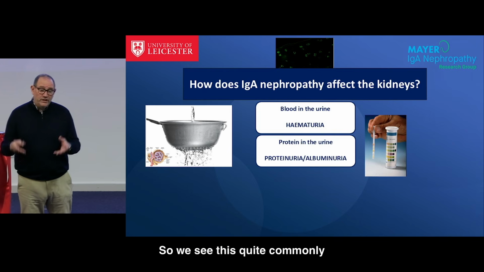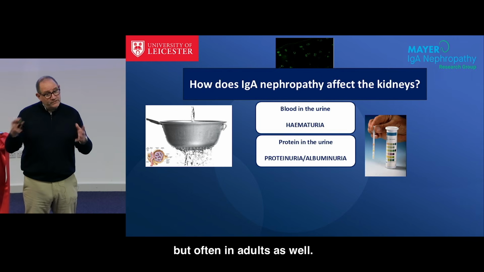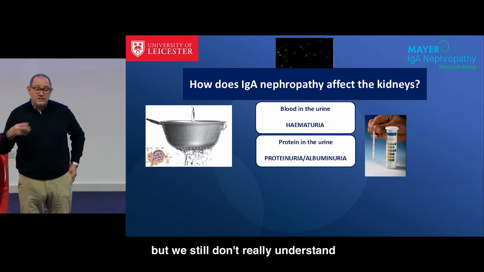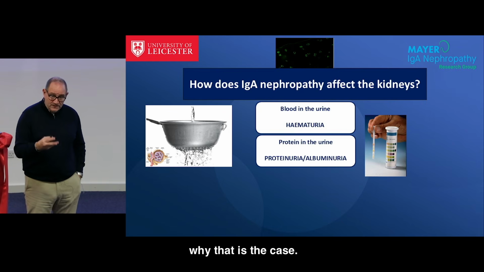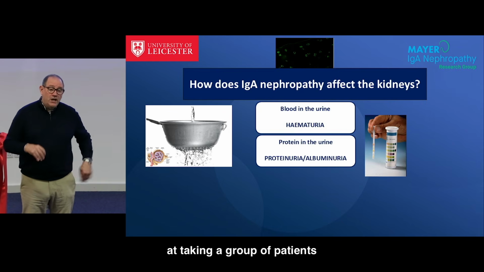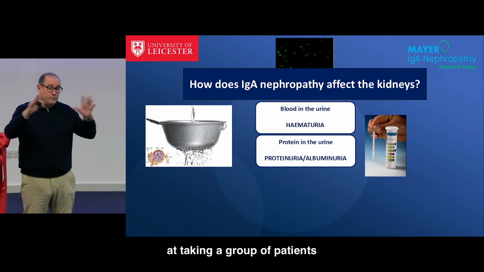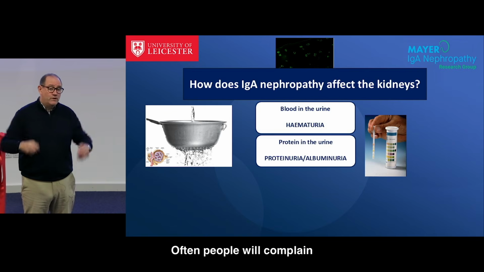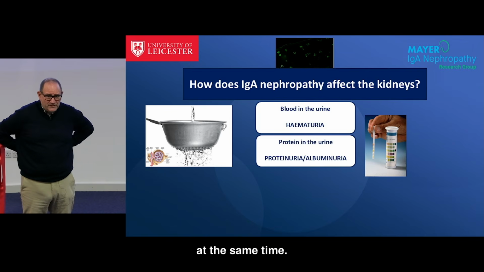So we see this quite commonly, particularly in children, as I say, but often in adults as well. Most children grow out of it, but we still don't really understand why that is the case. Ishika's PhD is actually going to be looking at taking a group of patients who have these flares of disease. Often people will complain of pain in the back as well at the same time.